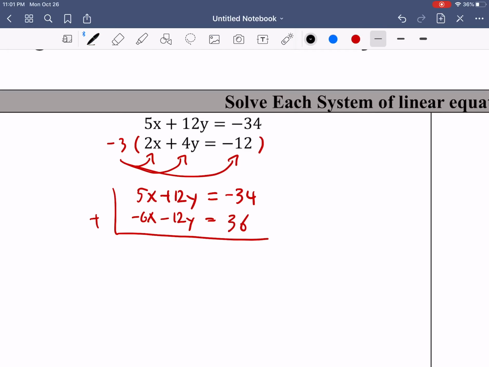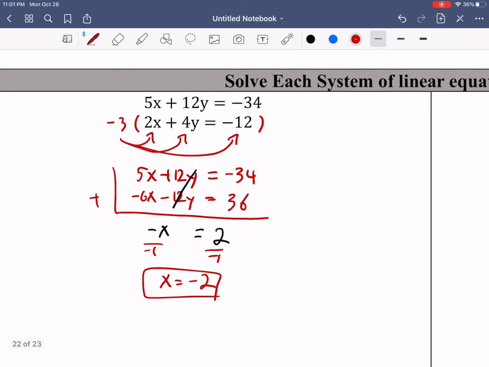So 5 minus 6, you get -x. 12y minus 12y, it cancels out, equals -34 plus 36, you get positive 2. Simple. Divide by -1 both sides, you will get x equals -2.